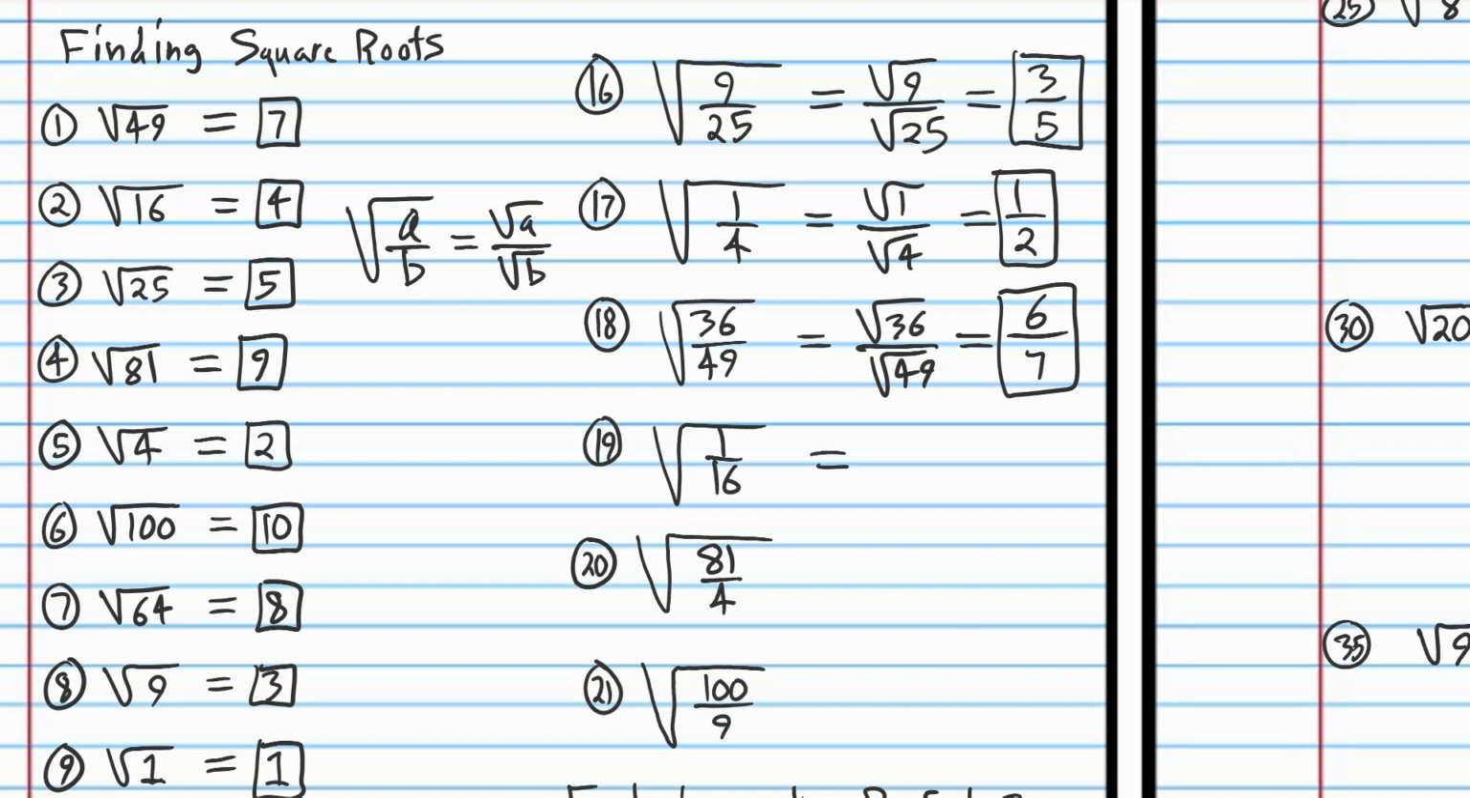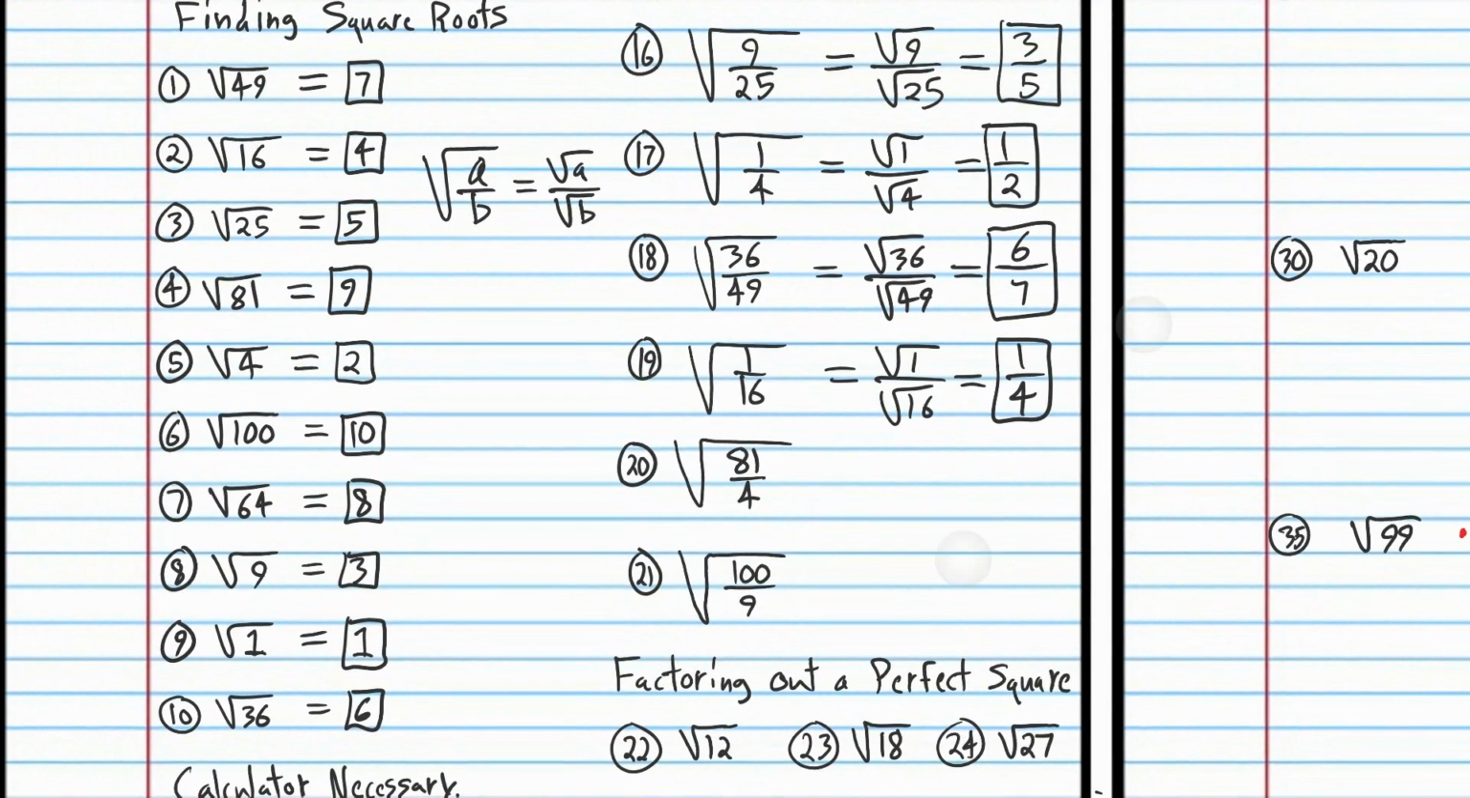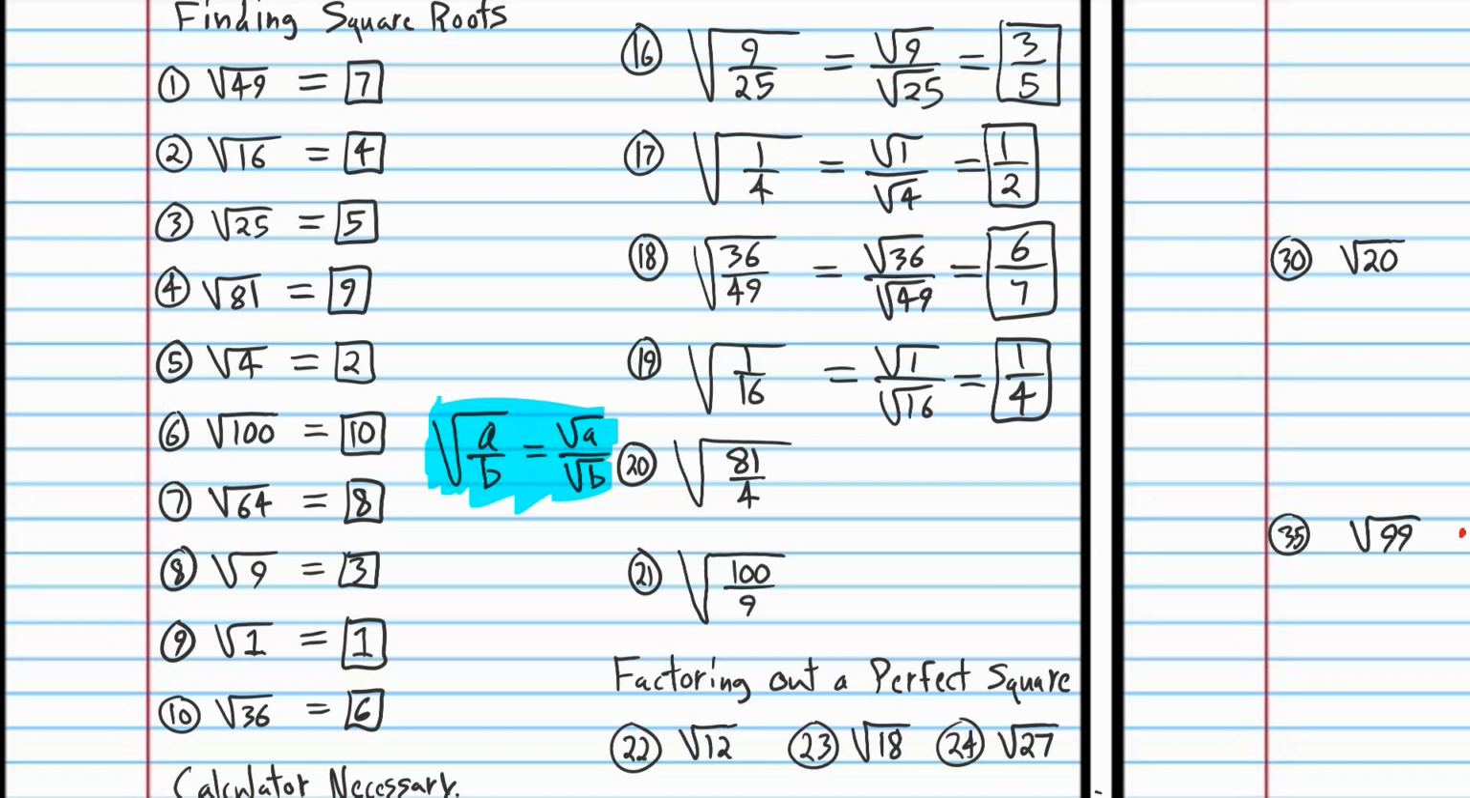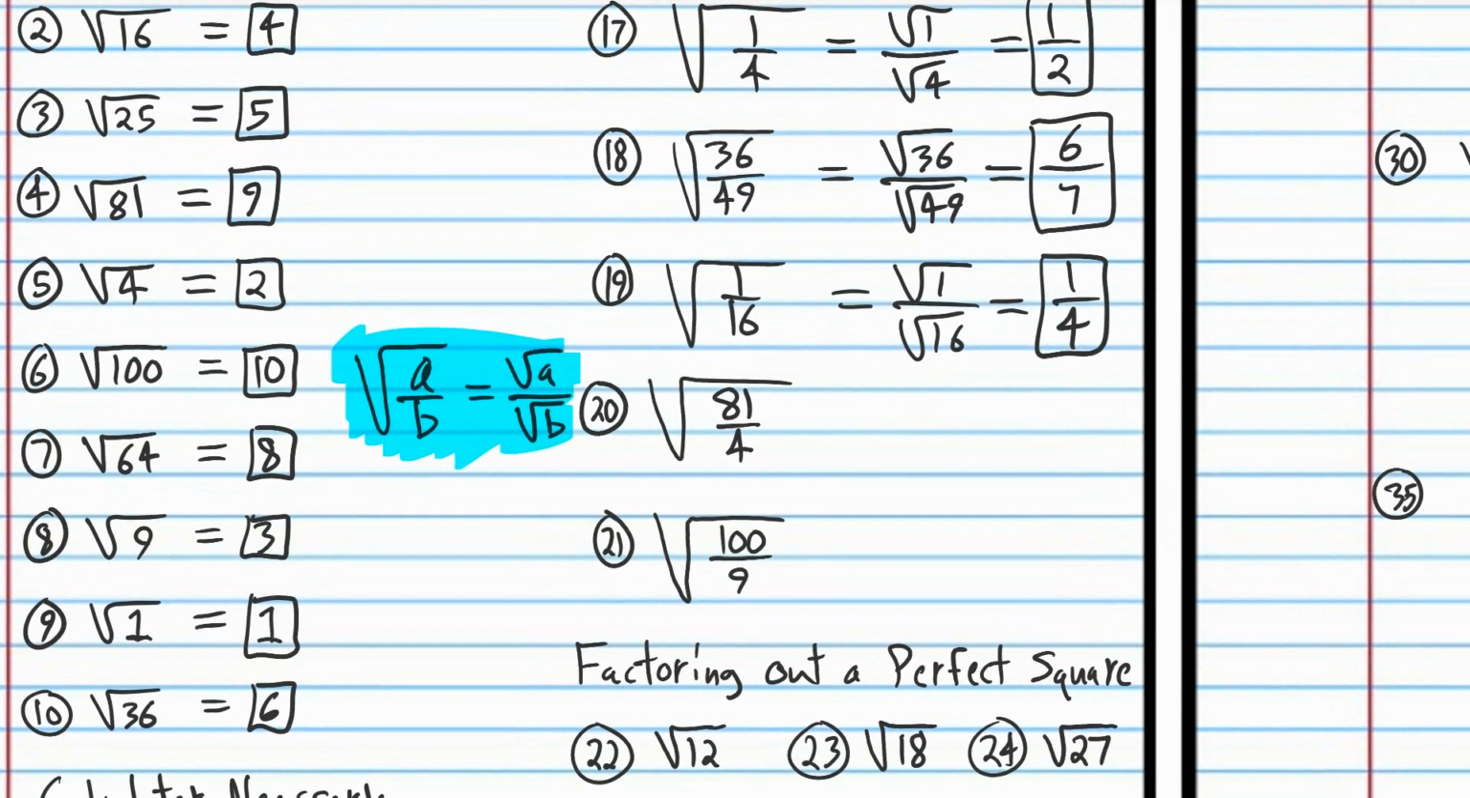All right, we're back. So if you got 1/4, good job. Again, we're using this principle up here. Don't forget this property. I'm going to color it green. Actually, I'm going to color it blue. So that colored property there, don't forget that. That's what we're using here. So try number 20, and when you come back, we'll do it together.